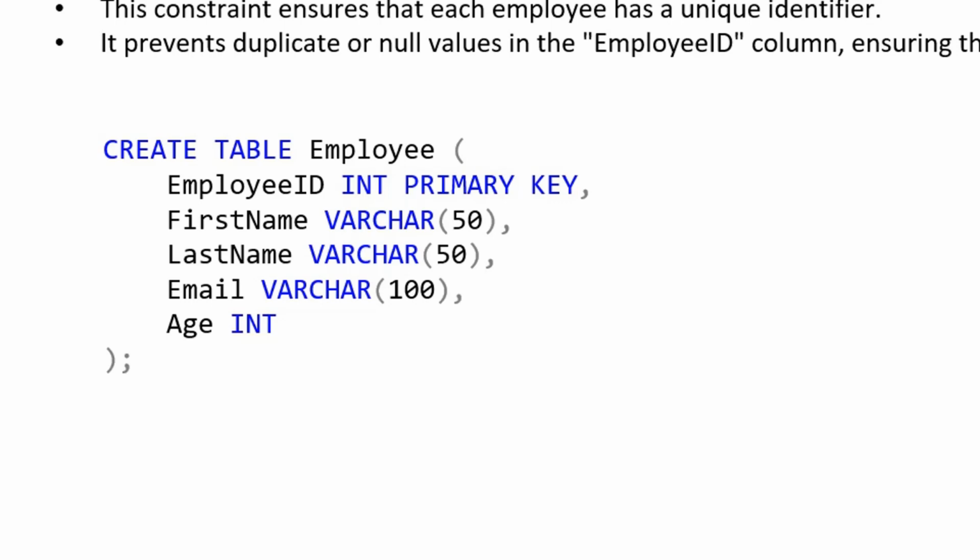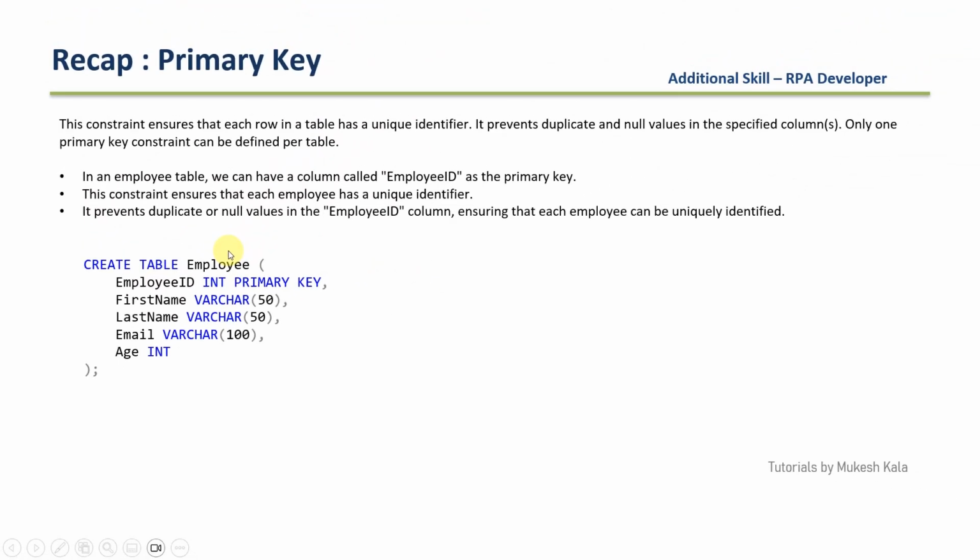How do you add a primary key? You just create the table, and as you can see, this is the syntax of adding the primary key. Whichever column you want to make primary, you just have to specify the keyword primary key and your job is done. That is how easy it is to add a primary key. Whenever we are adding a primary key, there are some things we need to take care of. Please watch the previous video to get more insights on primary key.